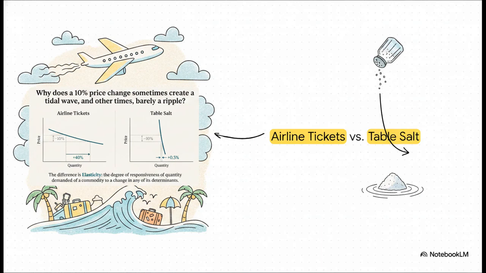And this comparison brilliantly illustrates the real-world stakes of what we're looking at today. Take airline tickets. A 10% drop in price there, that can cause a massive 40% surge in ticket sales. People suddenly book vacations they weren't even planning. But then compare that to table salt. If you see a 10% price drop there, the quantity demanded barely shifts, maybe 0.5%. You simply don't start salting your food exponentially more just because the salt was on sale.